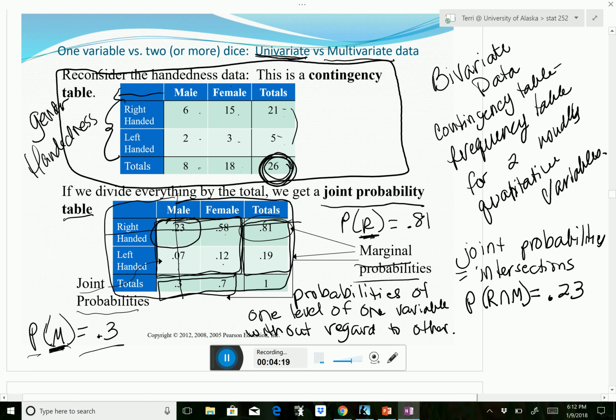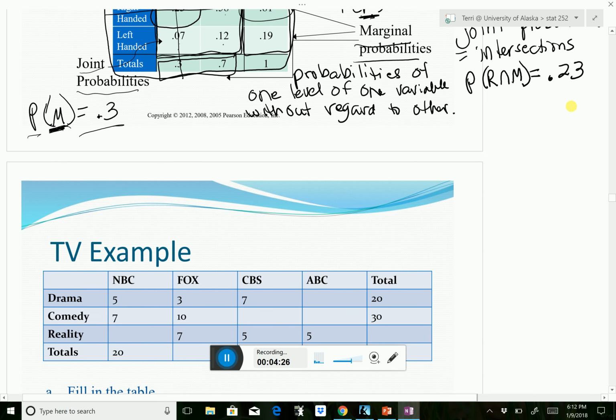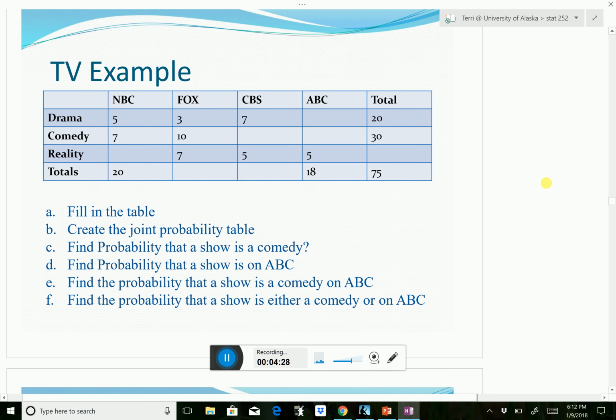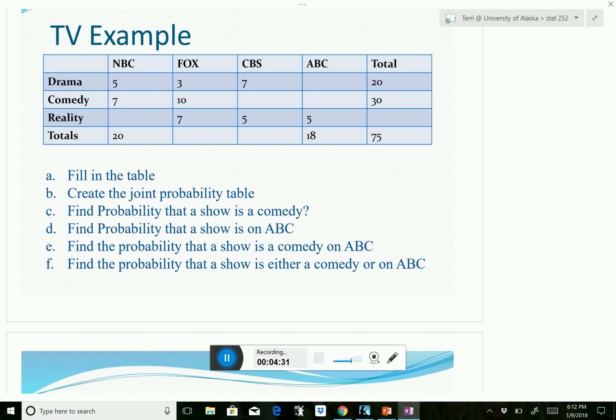So that's where we get a contingency table and a joint probability table. So let's take a look at an example of this. And let's talk about the TV example. So there are 4 major networks. There's probably actually a lot more now, but this is an old question. And let's say we have 3 major types of television programs: drama, comedy, and reality. Now, this particular table is missing a few things. So ABC is missing its dramas, but we know that they add up to 20.